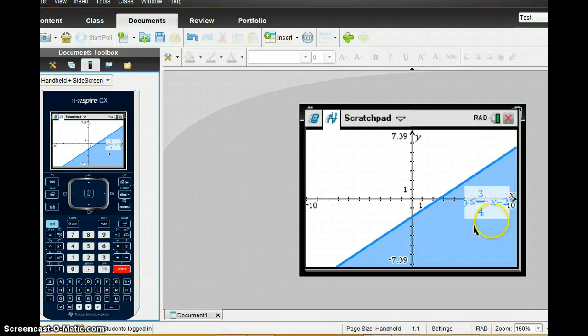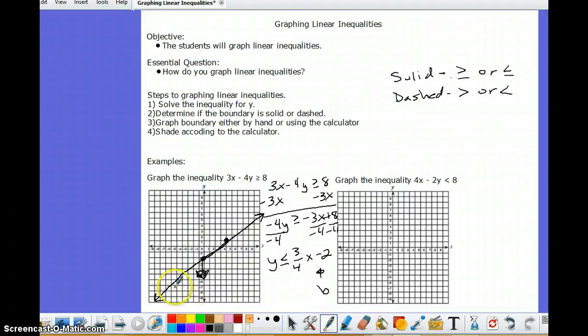And like I said, the shading is down here. Now, what's pretty neat is when you go over it, it's solid. If it were not going to be solid, this would bold dashed. So you would actually see that it's a dashed line. And I'll show you that with the next one. So our shading is here.